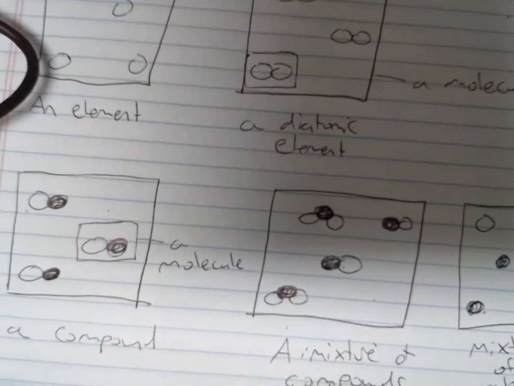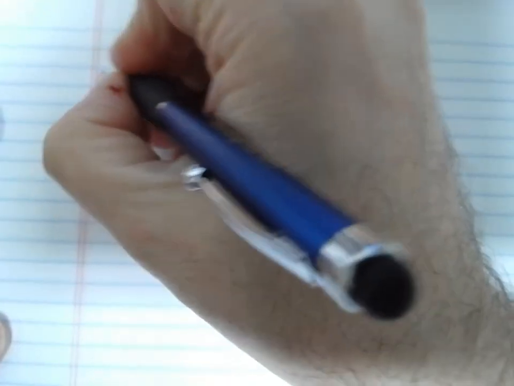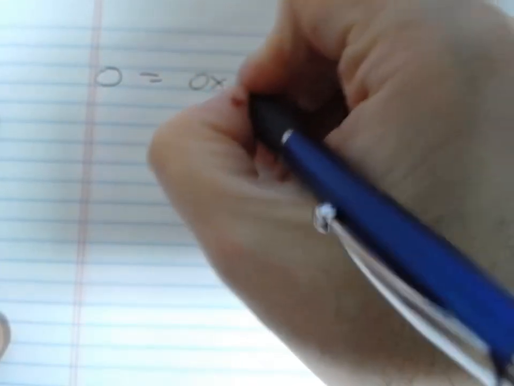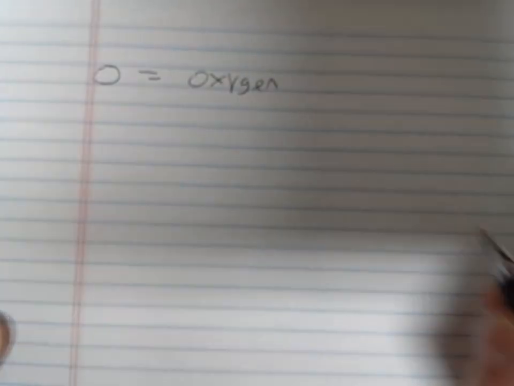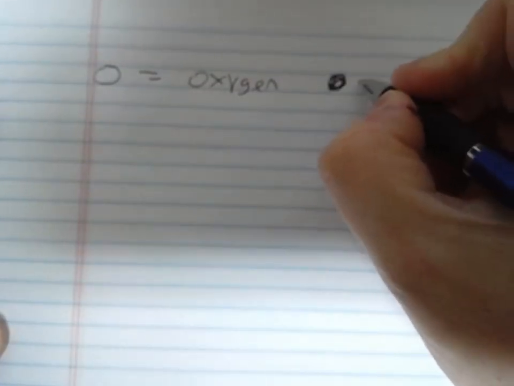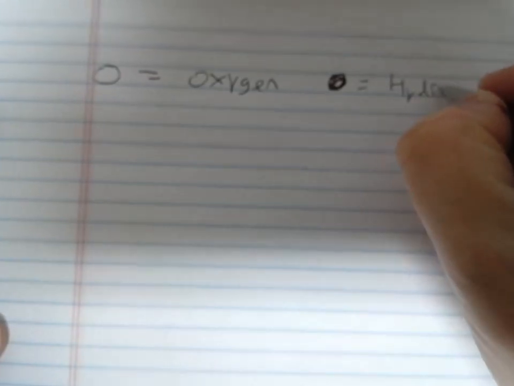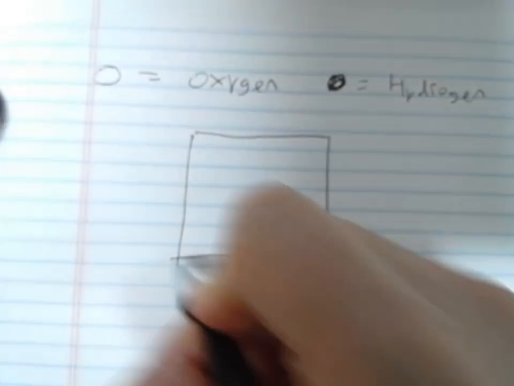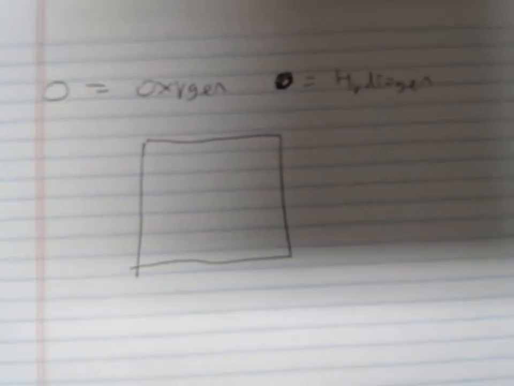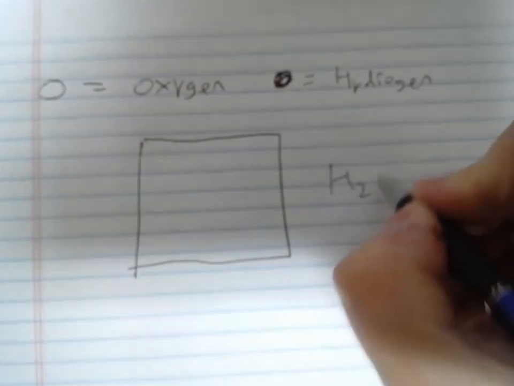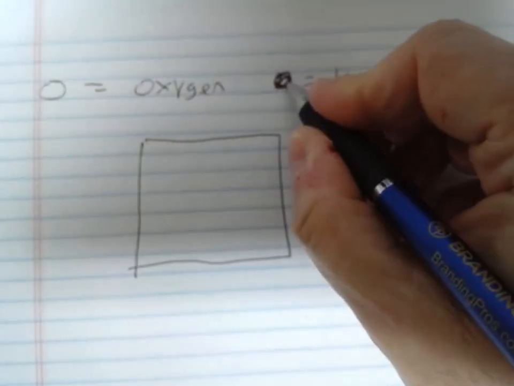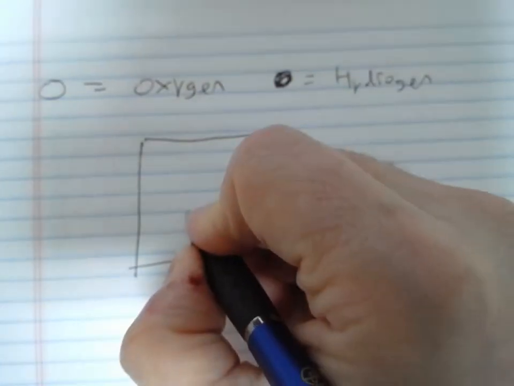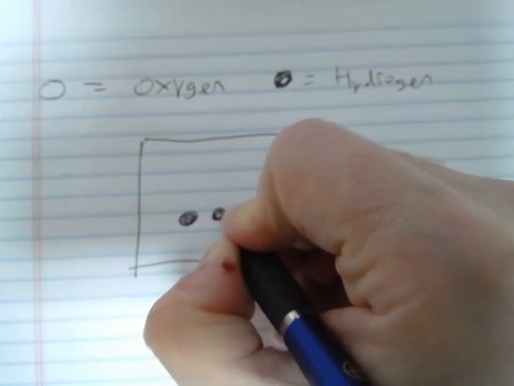So let me show you an example where you would have to draw. So let's say once again that we have two different symbols. We have this symbol right here. Let's say this symbol is going to represent a single atom of oxygen. And then we have this symbol right here. Let's say that this is going to represent a single atom of hydrogen. And then they give you a box. They say, in the box, show a molecule of water. All right, so water is H2O, which means I need two dark circles and one light circle. So I will draw two dark circles and one light circle.